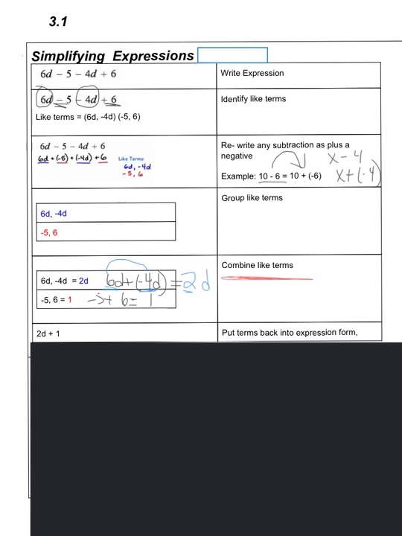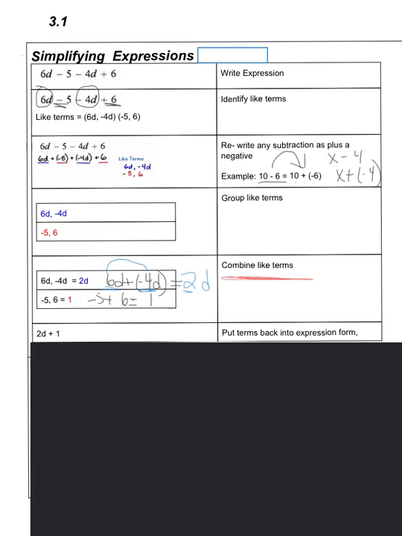And in this last step, all you're doing is putting the terms back into expression form. So if we look here, we have a 2d, and we write our 2d here. And if we look, we have a 1, so we write our 1 here. Our expression then is 2d plus 1. You are now done simplifying this expression.